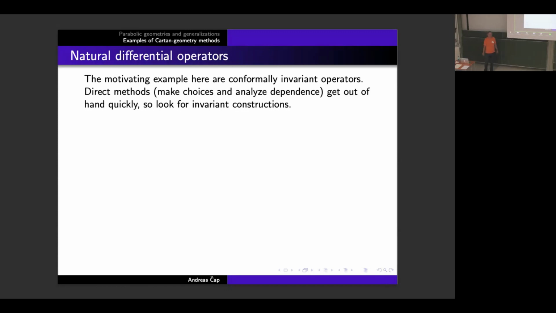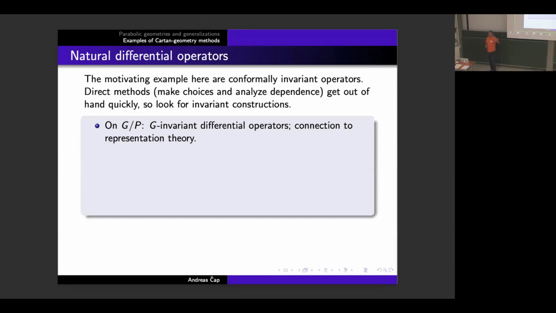So it took until the 80s for writing out the square of the Laplacian in dimension 4 explicitly and stuff like that by such trial and error methods. So if you do these direct methods, they get out of hand if the order gets a bit bigger. So what you're looking for is invariant constructions. You try to do something which is conformally invariant from the outset, rather than checking whether things get independent of your choice. Okay, there are several indications why this is difficult.